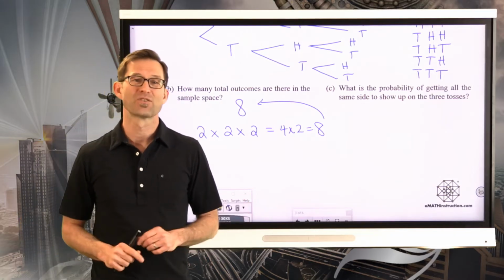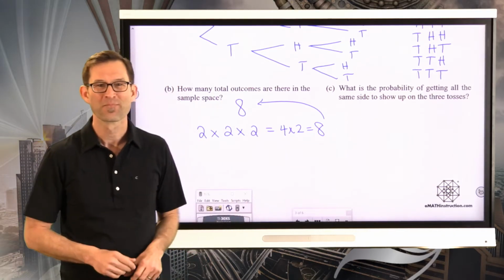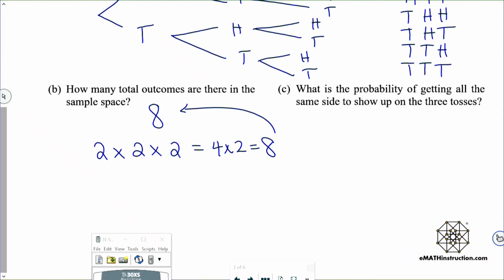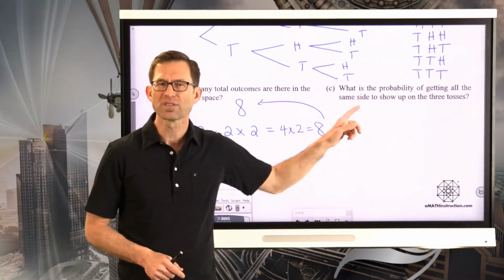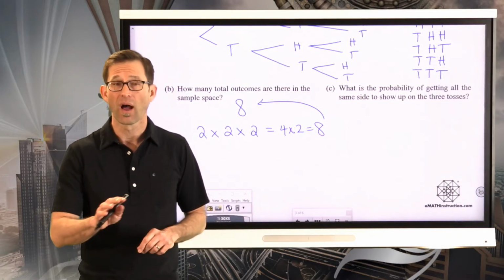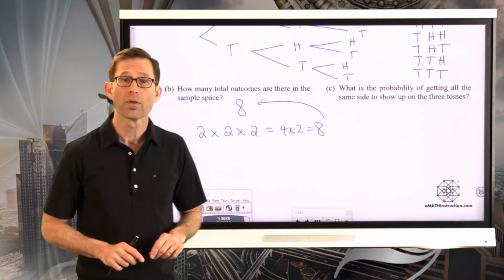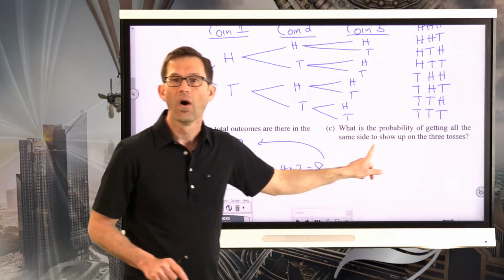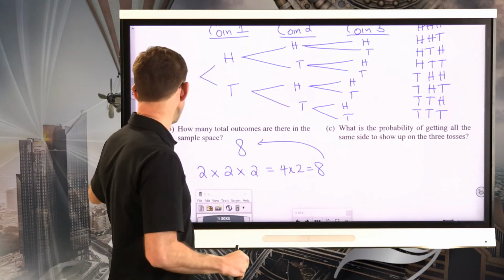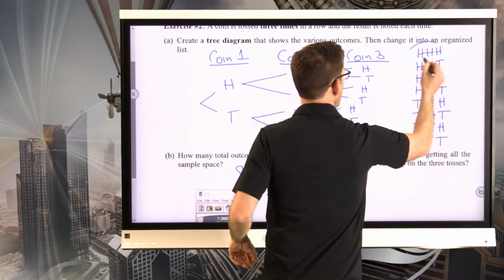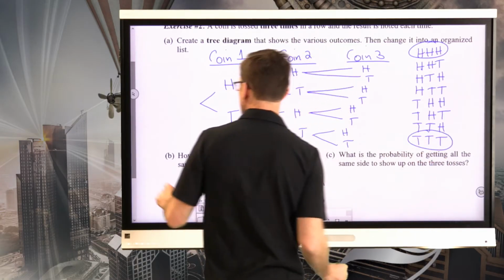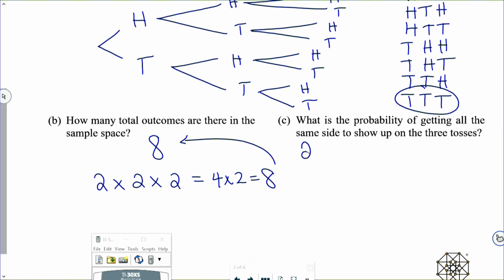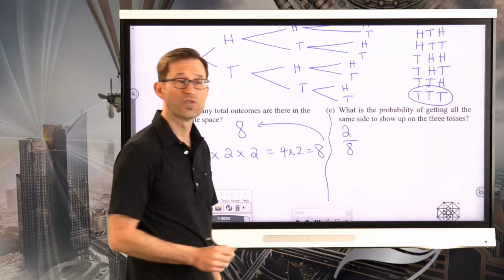And now we can finally answer a probability question, letter C. What is the probability of getting all the same side to show up on the 3 tosses? All the same side, meaning either that I've got 3 heads showing or 3 tails showing. Well, how many events fall into the category of all the same side? Well, this one up here, this one down here. So that looks like it's going to be 2 out of 8. So that's a good probability, 2/8.